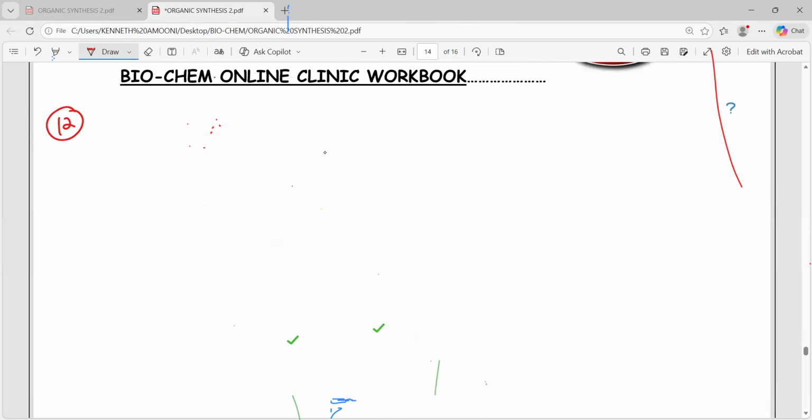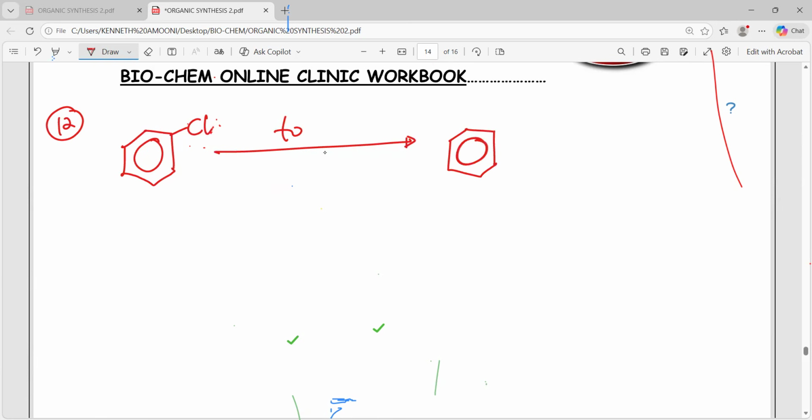Let's look at number 12. Number 12 is saying we are moving from chlorobenzene straight up to methylbenzene. We already looked at this under the manipulation of the benzene ring, in our organic synthesis part 1. So this one is very simple. The first thing we are going to do is to remove this. But the easiest way of removing that is by first of all converting it to phenol.